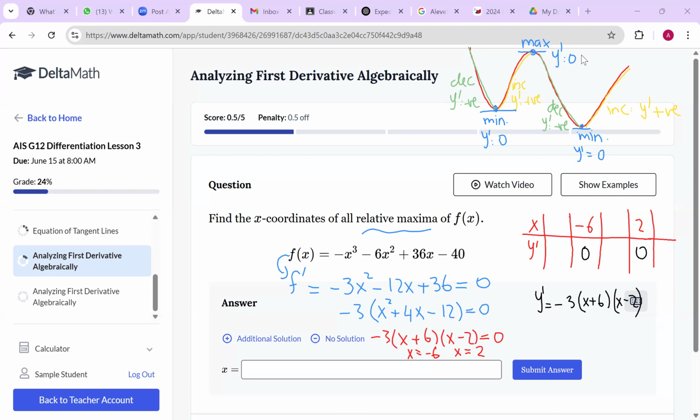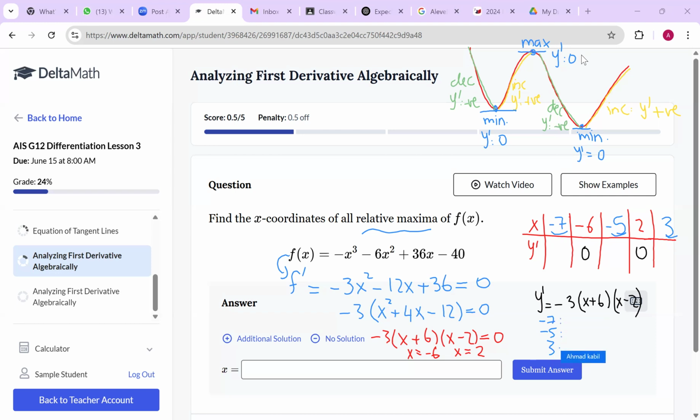Now, let's take any random numbers. Let's take negative 7, negative 5, and 3, for example. So this number has to be bigger than 2. This number has to be smaller than negative 6. And this number has to be somewhere in between them. So let's take negative 7, negative 5, and 2, and 3, excuse me.